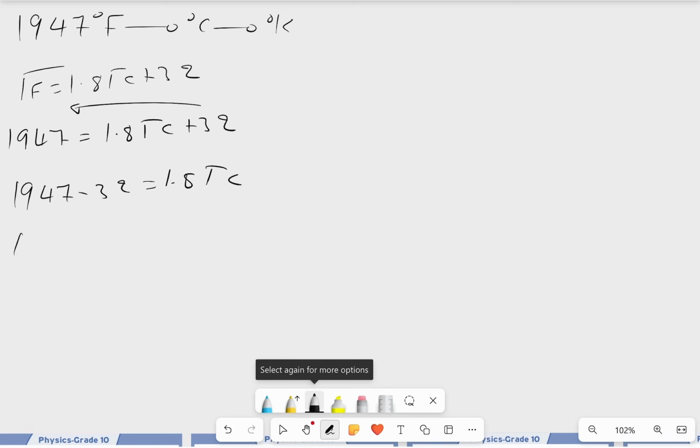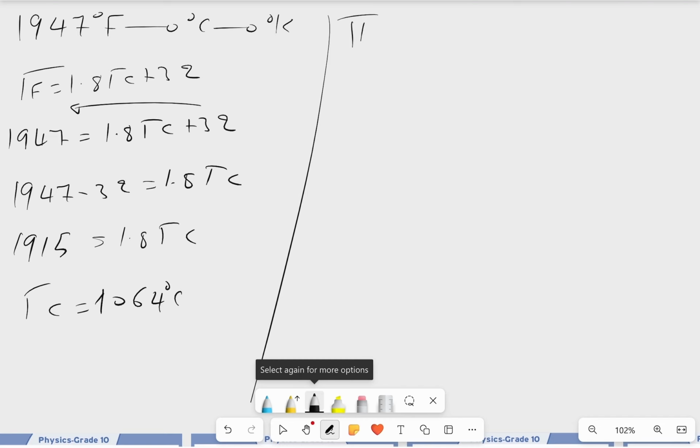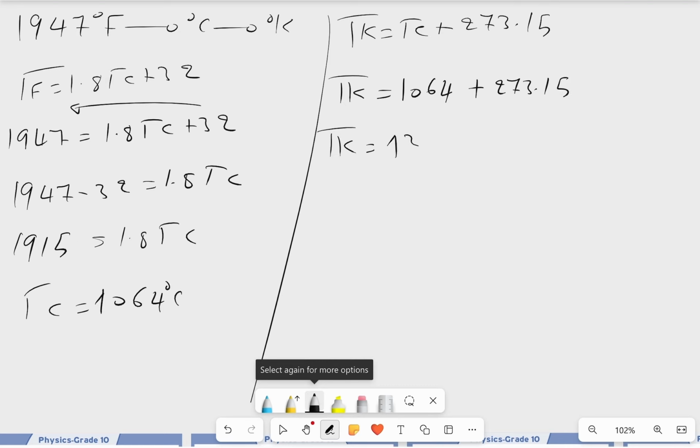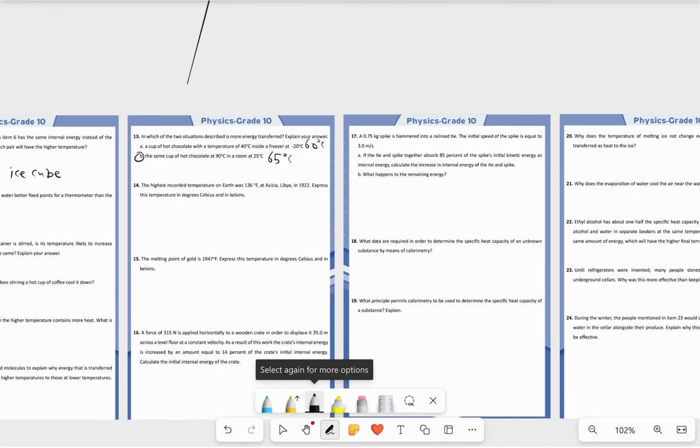This is equal to 1915, sorry, is equal to 1.8 TC. So TC is going to be equal to 1064 Celsius. This is the temperature in Celsius. Let's change that to Kelvin. TK is going to be equal to TC plus 273.15. So TK is equal to 1064 plus 273.15. TK will be equal to 1337. Okay, this is TK. Same steps basically as question 14.